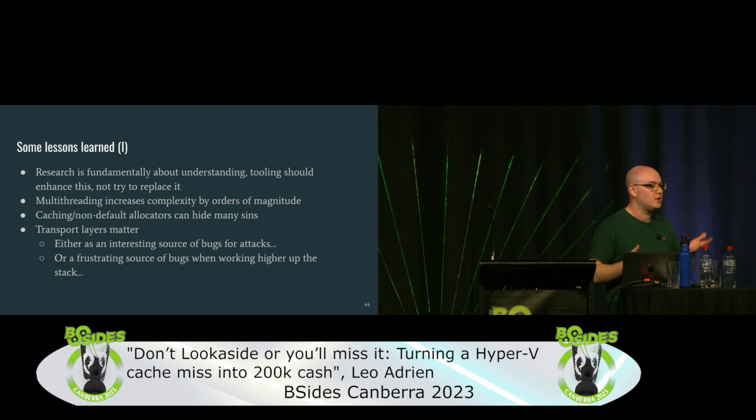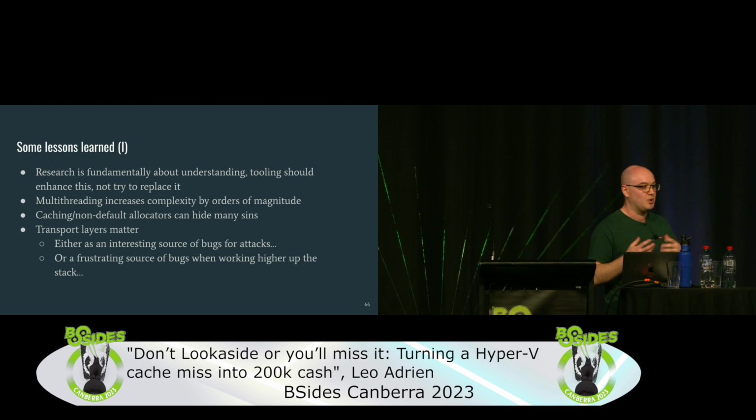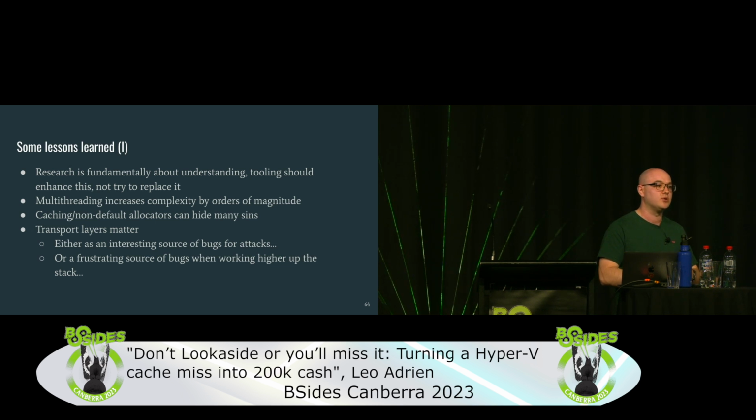Again, it's a non-default allocator, right? So it's going to also hide things like special pool that are supposed to find these kind of use after free bugs. And transport layers matter, right? So it's easy to be like, oh, I'm working on this cool thing. It's over TCP. Like, there's no bugs in TCP, right? Well, no, people are still finding bugs in TCP.